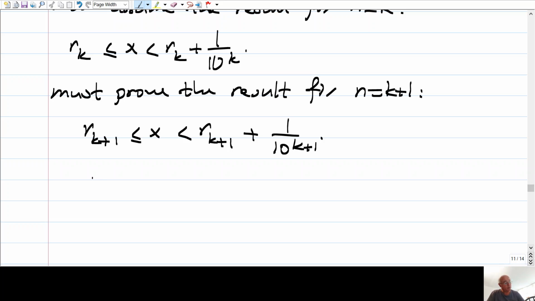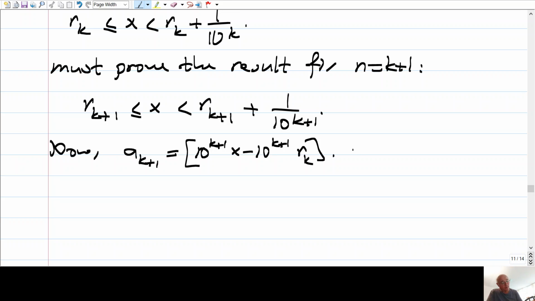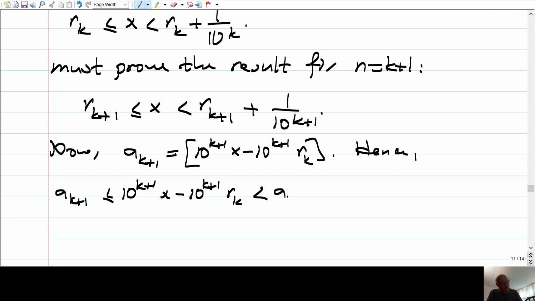Well, how will we do this? Now, what is a(k+1)? By definition, this is 10 to the power k plus 1 times x minus 10 to the power k plus 1 times Rk. Sorry, Rk. Okay. So we have this. Hence, a(k+1) is less than or equal to this number, because a(k+1) is the greatest integer part of this. And of course, this is less than the greatest integer part plus 1.